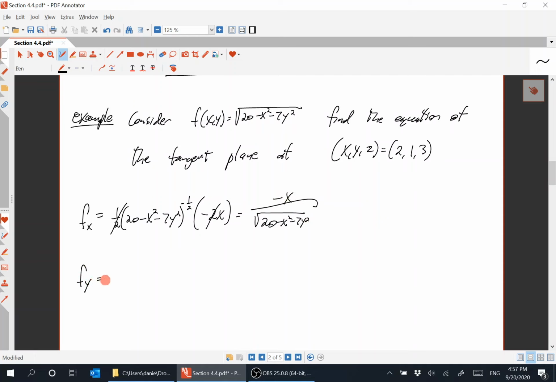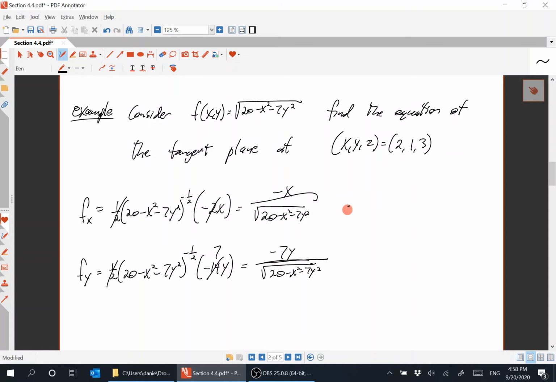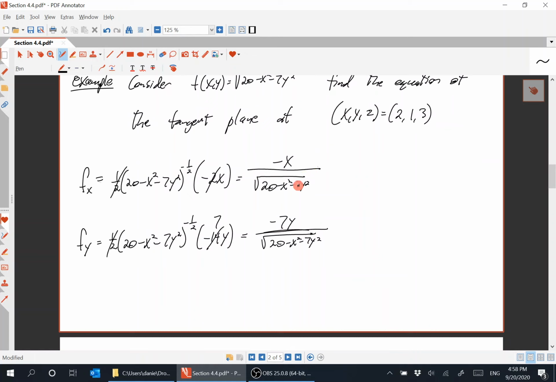Partial derivative with respect to y, 1/2 times 20 minus x squared minus 7y squared to the negative 1/2. Derivative of the inside, where 20 is constant, x squared is constant. So we just get minus 14y. The 14 cancels with the half, leaves 7. So we've got minus 7y over the square root of 20 minus x squared minus 7y squared. So there are the partial derivatives with respect to x and y.